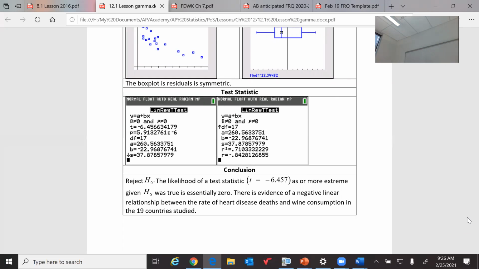The t-score is negative 6. The p-value is essentially 0. What do you get? An intercept of 260 and a slope of negative 23. And then here's the down arrow. Because here's what else, the R squared and the R value are on that page or on the second page. The likelihood of a test statistic that you got on your screen, if the null were true, is 0. There is evidence of a negative linear relationship between the two. Okay, in the 19 countries, having a glass of wine with dinner correlates with less heart disease.